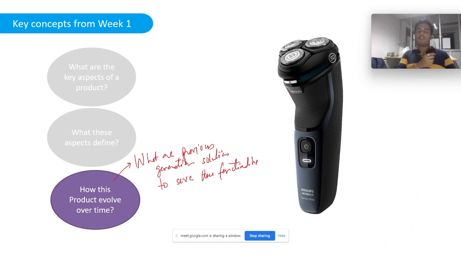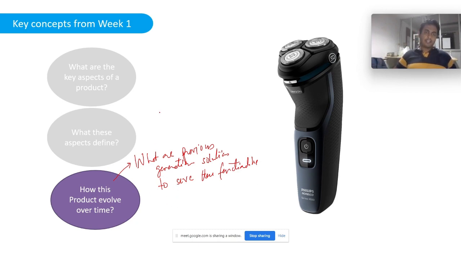So how did this product evolve over time? Have you attended the second lecture on birth and growth of a product? Okay, Madhusudan says single blade, razor, electric console. Okay, you're right.